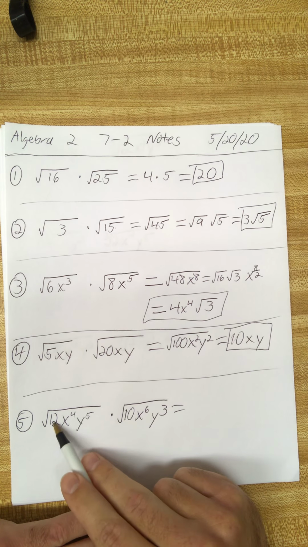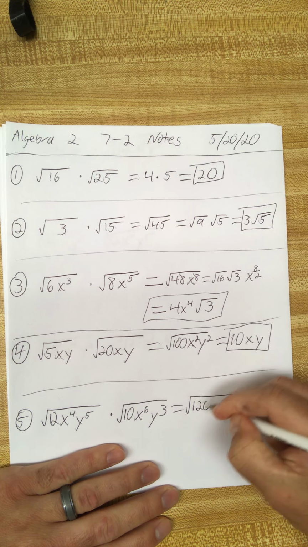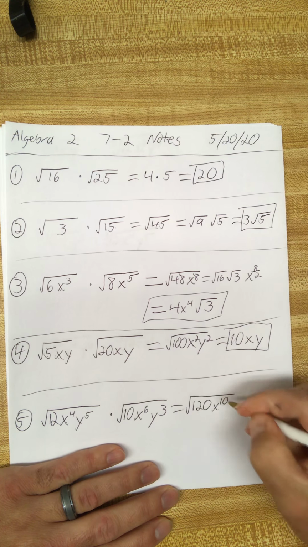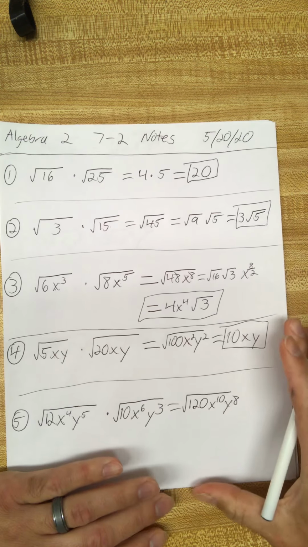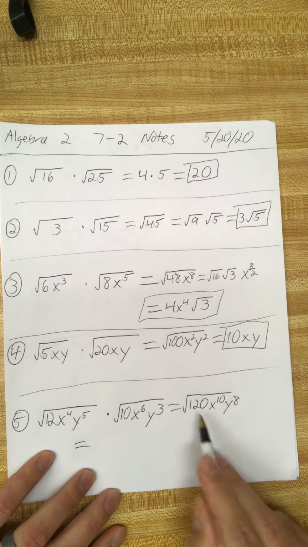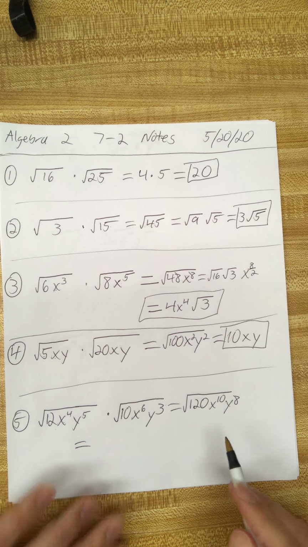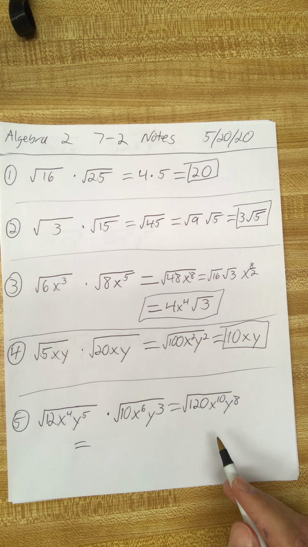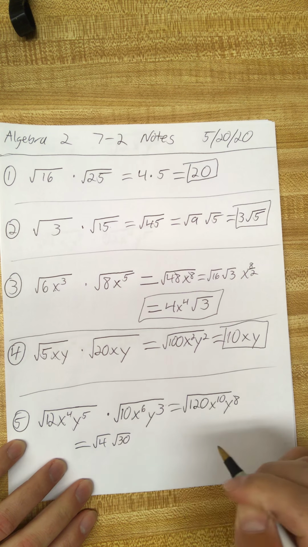Alright, last up at the square roots here. You have 12 times 10 is 120. X to the 4th and x to the 6th is going to be x to the 10th. Y is 5 and 3 is 8. Alright, so we got to start to simplify this. I'm going to work down here. So square root of 120, you have 4 and 30. 30, you don't have any perfect squares that go into 30, so that's it then. So you gotta go square root of 4, square root of 30.